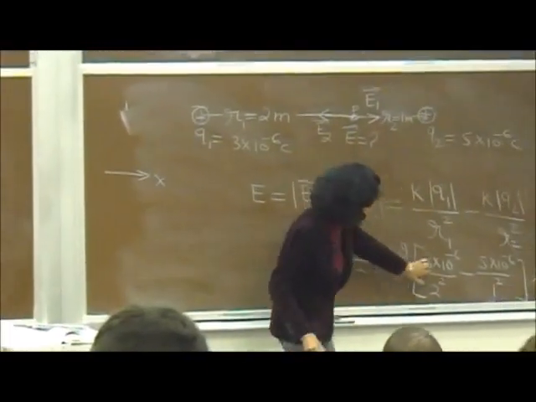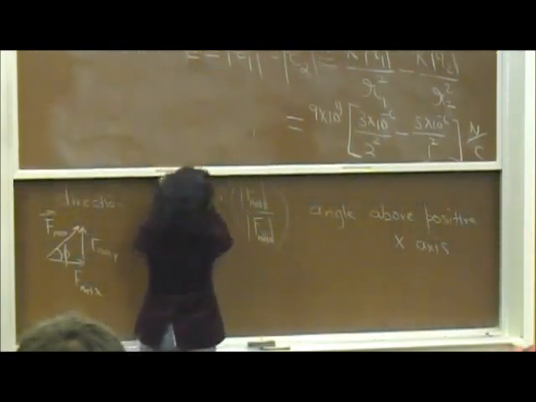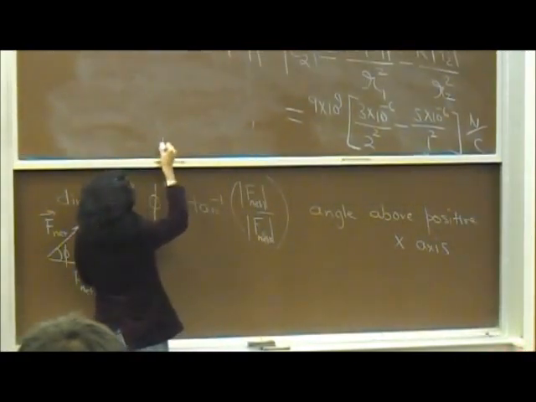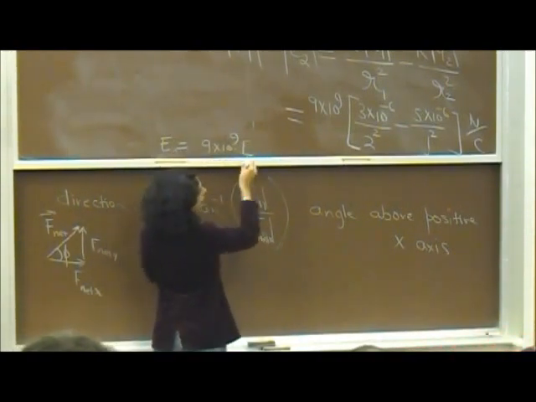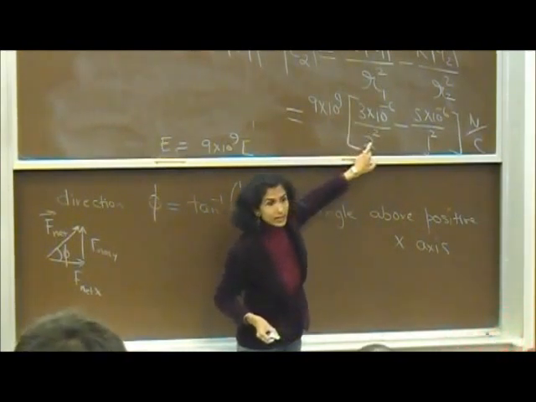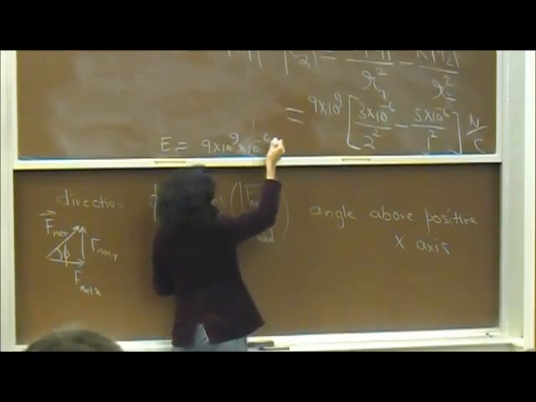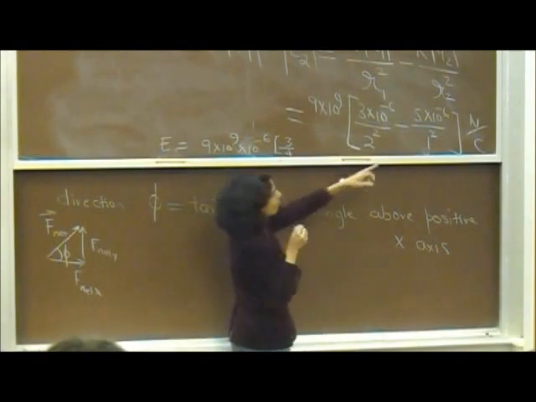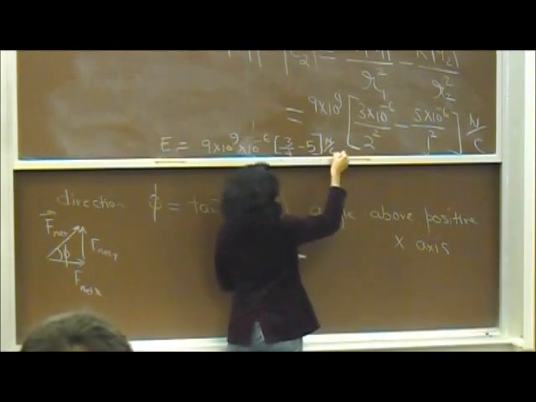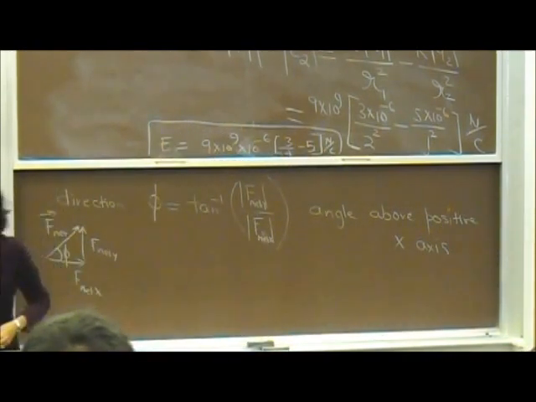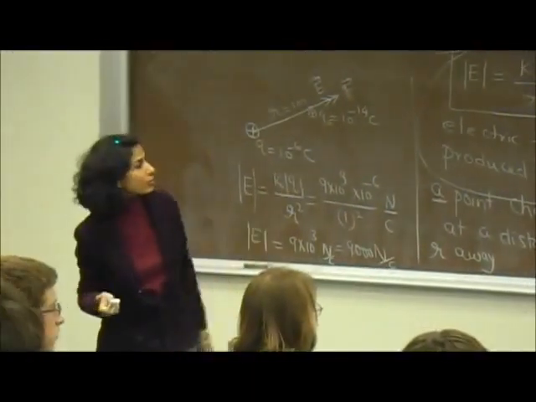By the way, which of these is more? Tell me which of these is more? What is that number? This is 9 times 10 to the power 9 times what? This is 3 over 4, right? Let's pull out also 10 to the power minus 6. So times 10 to the power minus 6. And then we have 3 over 4 minus what? Minus 5. Very good. Minus 5 Newton per Coulomb. This is our answer. Is this positive or negative? You can see it's negative because 3 fourths is less than 5, right? And so this number is going to be a negative number.